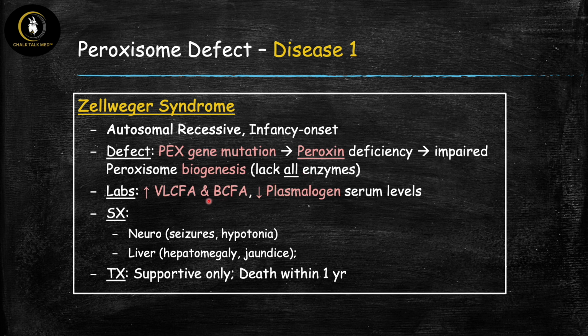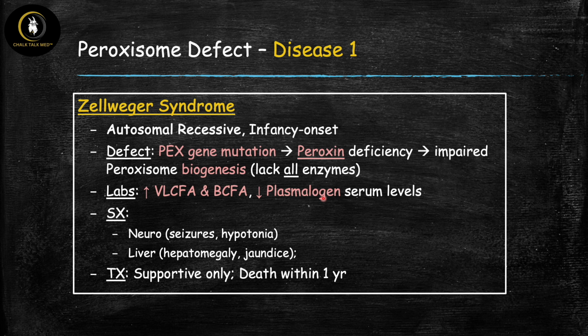Therefore, some of the important labs here are going to be elevated levels of very long chain and branch chain fatty acids. Let's reason through that. The job of the peroxisome is to break these down. If you don't have functioning peroxisome, they're going to accumulate, so serum levels are going to go up. Makes sense. The other important lab value is that the plasminogen levels are going to be low. So let's reason through that. Job of the peroxisome is to synthesize plasminogen. You don't have functioning peroxisome, so plasminogen levels are going to go down.